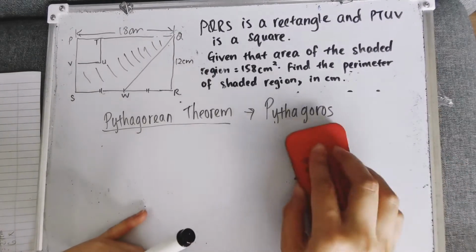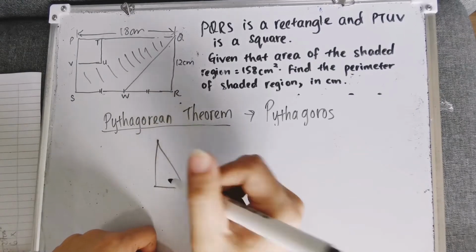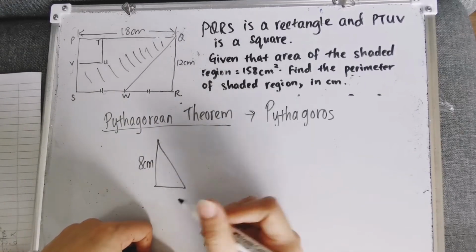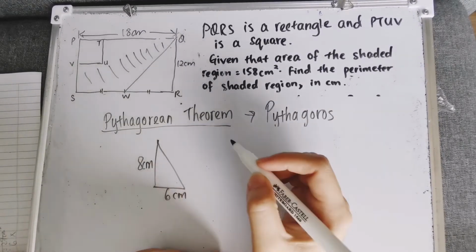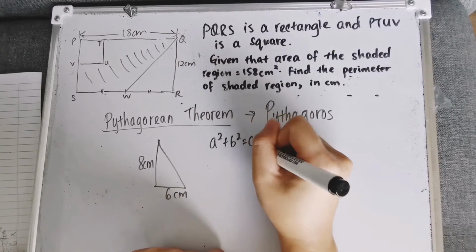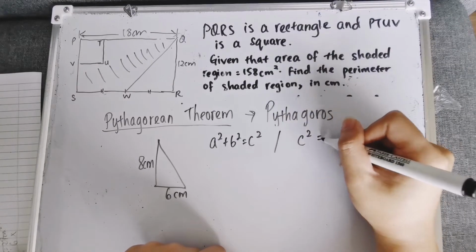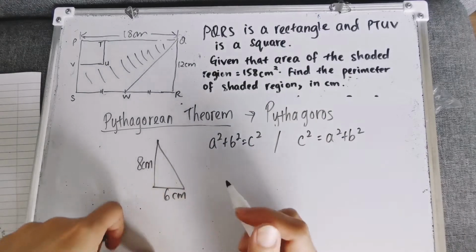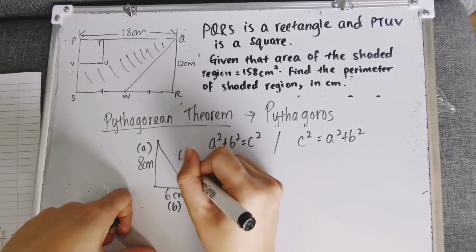Okay, example, this is 8 cm, this is 6 cm. So the Pythagorean theorem is where a squared plus b squared equals c squared, or c squared equals a squared plus b squared. Either one of them you can use. So you must remember this is a, this is b, this is c.